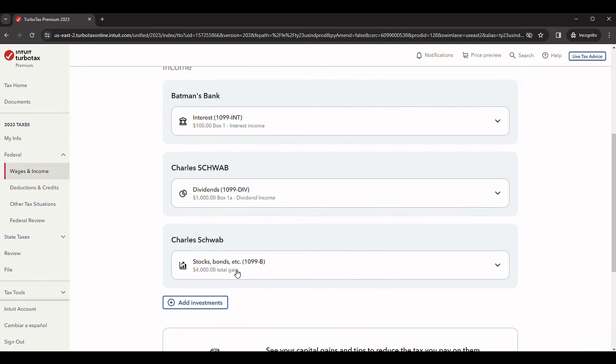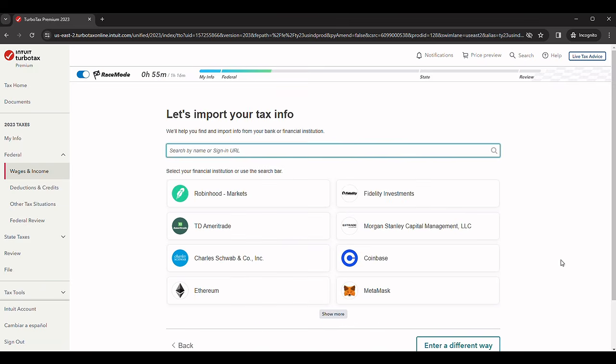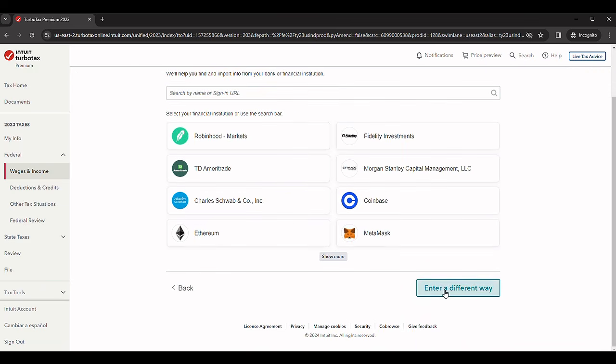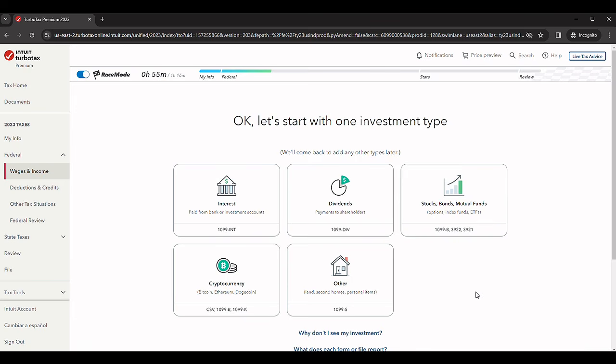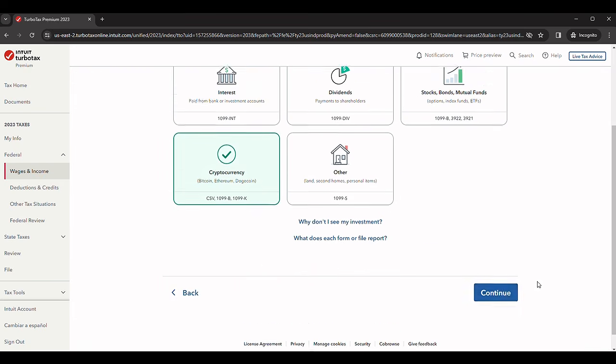So I think we have to run through crypto, right? Let's do crypto. This is interest income, dividend income, stocks. Okay, let's do crypto. I think that'll be the last one. So we'll do crypto.